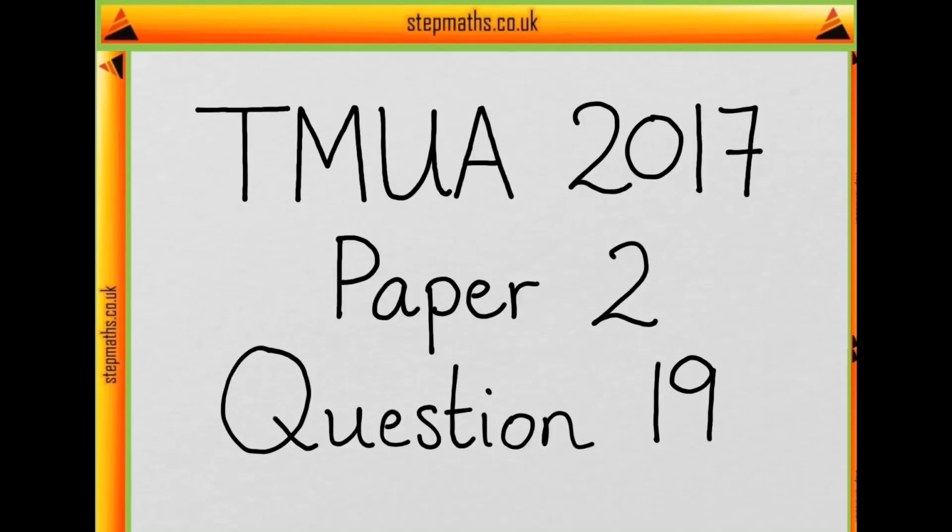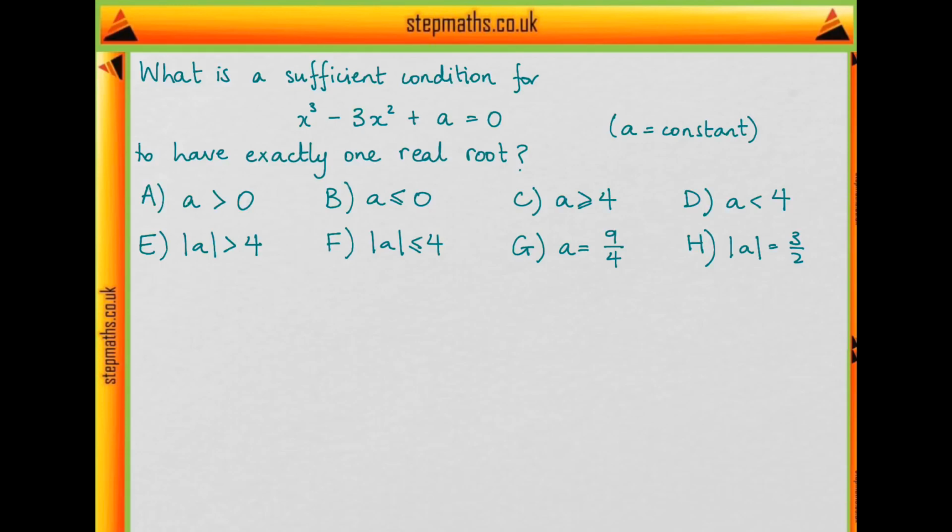Hello, this is question 19 on paper 2 of TMUA 2017, and for this question we want a sufficient condition for this cubic to have exactly one real root. Okay, so for cubics we don't have a really convenient formula for working out the roots like we do for quadratics, so we're going to have to think more about what the graph is going to have to look like for this cubic to have exactly one real root.